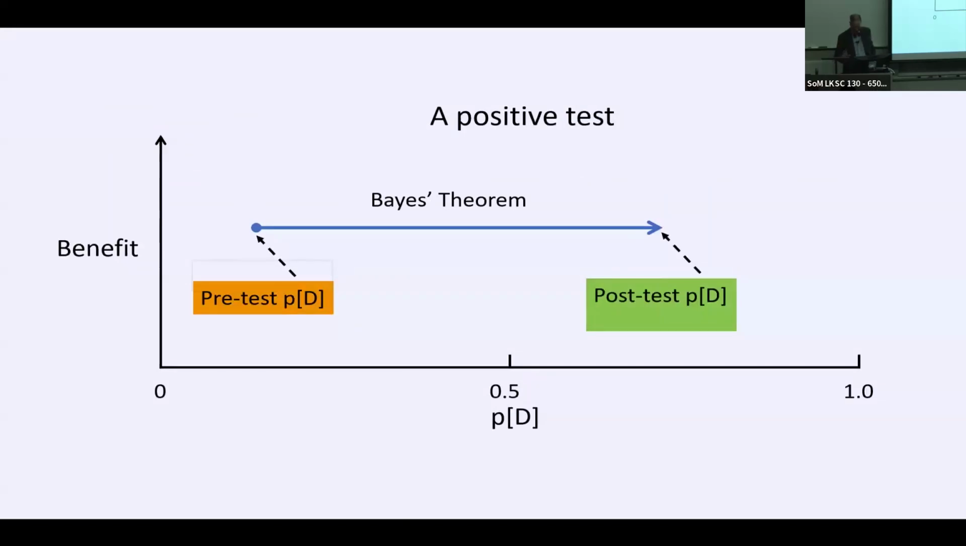And just as a reminder, the dark circle on the left is the pretest probability. The arrow on the right is the post-test probability. And the length of that arrow tells you how much the probability changes. And that's where Bayes' theorem does its thing.